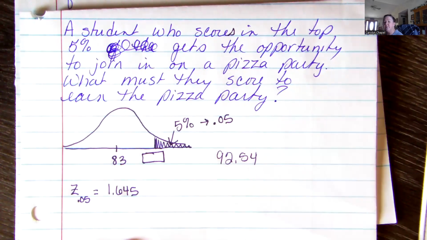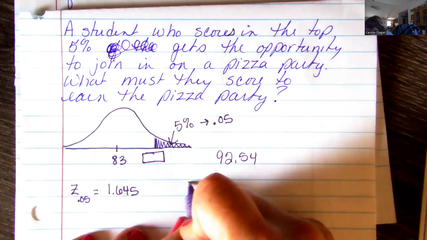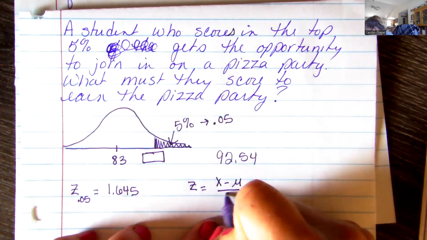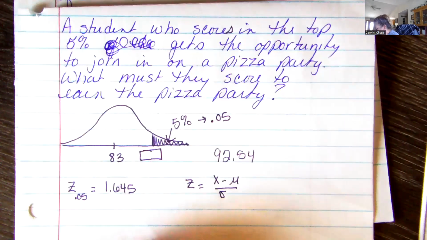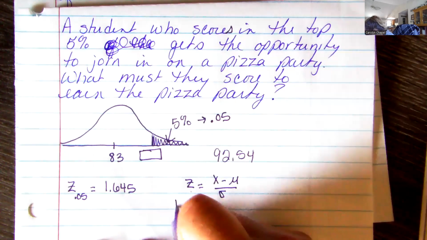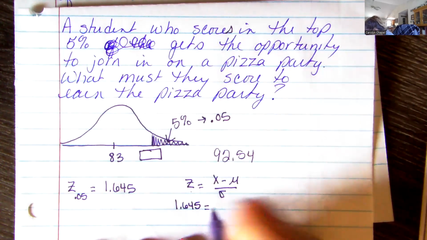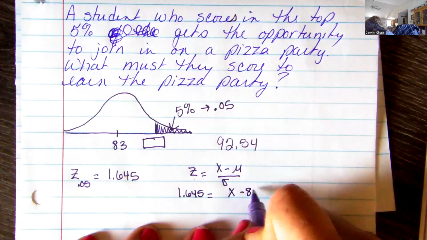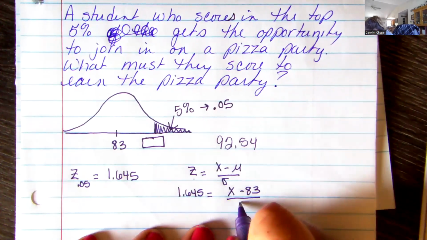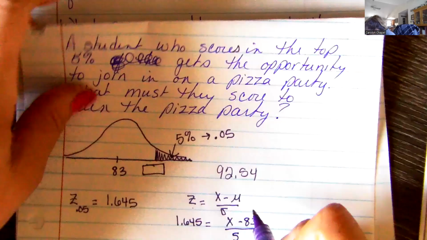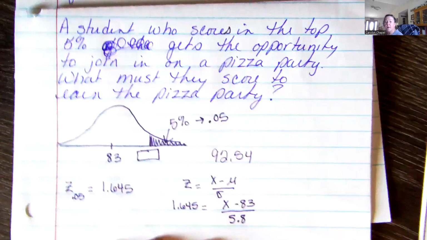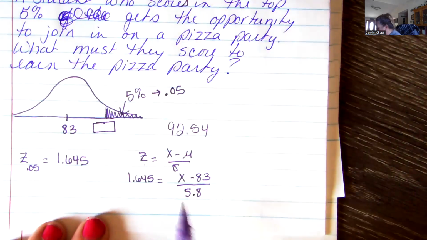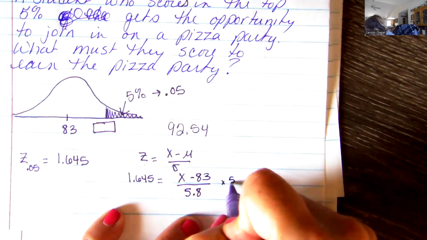Now, this wasn't a z, this is a test score, so I have to kind of unstandardize. We're going to remember that z is equal to our x minus our mean all over the standard deviation. Our z is 1.645. X is what we're looking for, minus our 83, all over that 5.8. And now what I have to do is solve a little algebra. First thing I'm going to do is multiply both sides by 5.8.